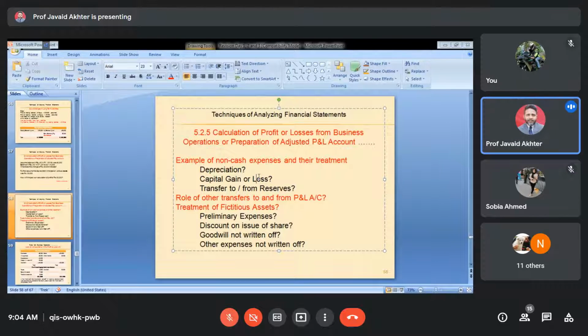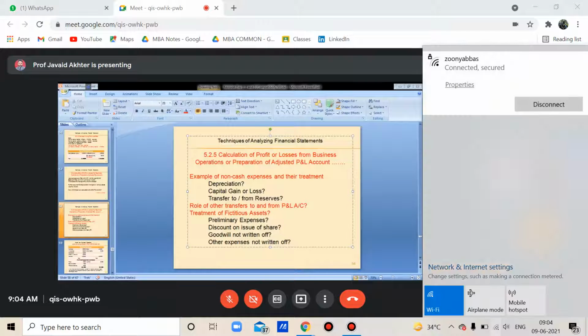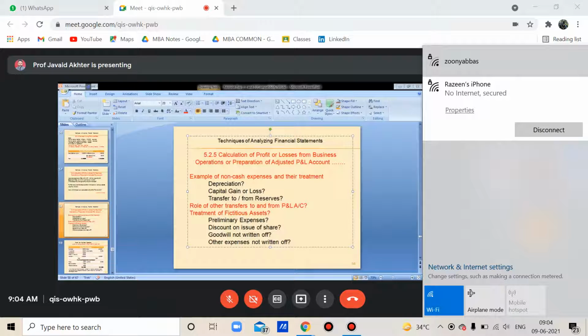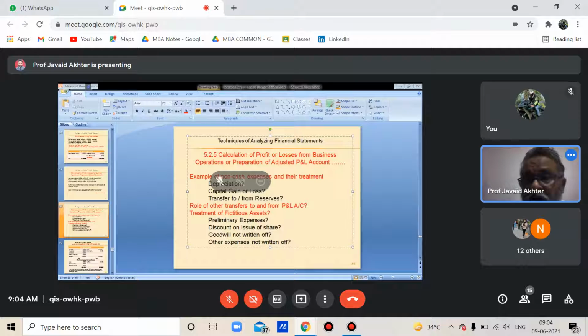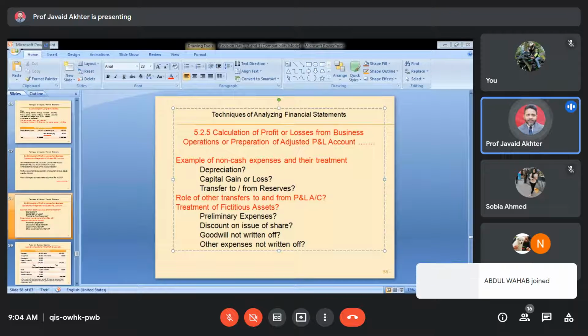Similarly, when you transfer from profit to reserve, that is also adjusted. Accordingly, the profit is recalculated. How do we do so? This I am explaining to you in the subsequent slide. If there are questions, you can raise them now also.